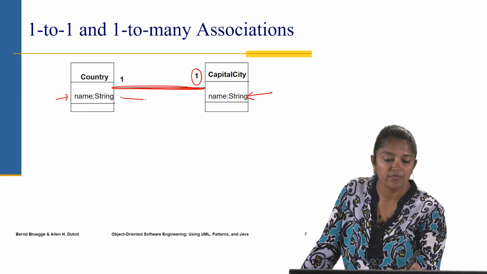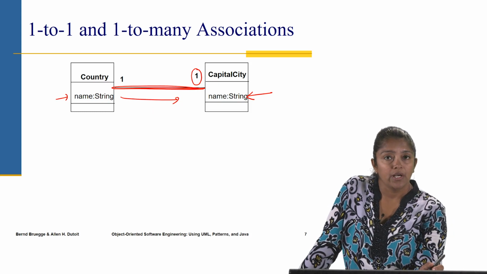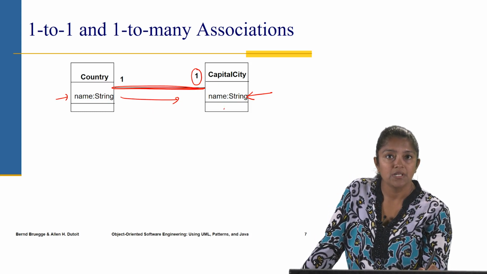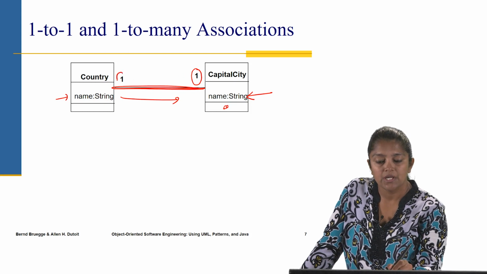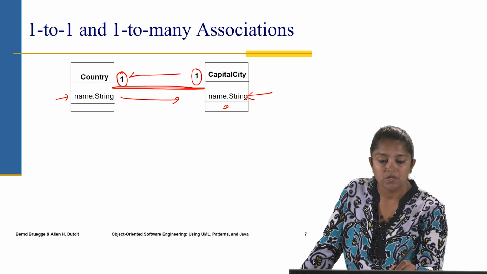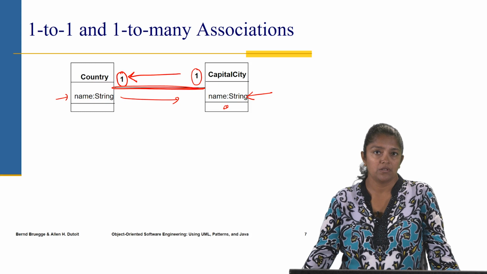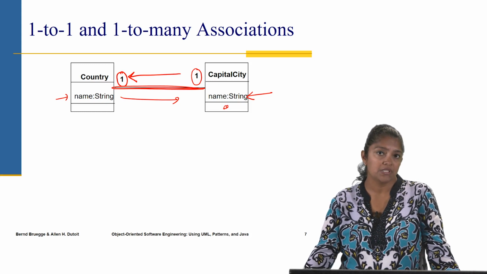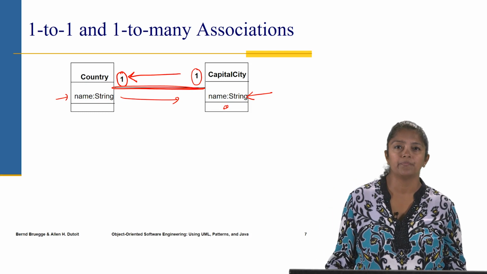That's when we're talking about this direction. And then when we look at it from the other side, from capital city, every instance of capital city can belong to exactly one country. So that's in the reverse, in the opposite direction. So basically the multiplicity is 1 on both sides. That's when it's called a one-to-one association.